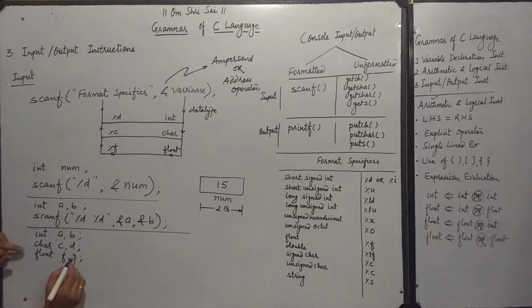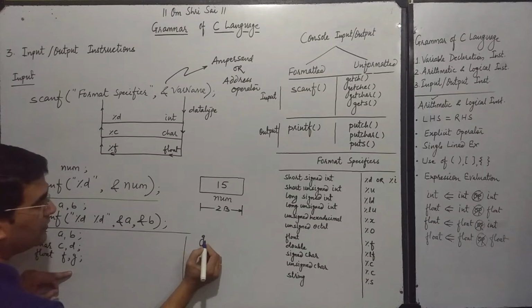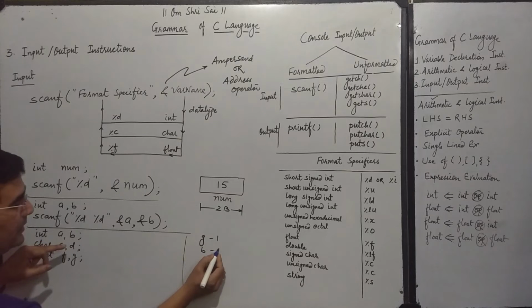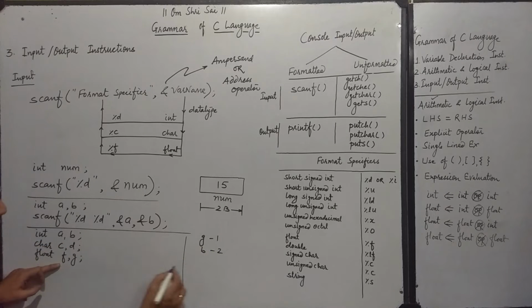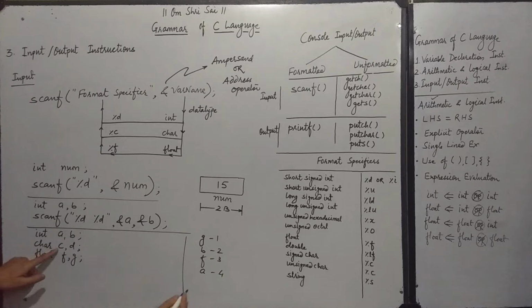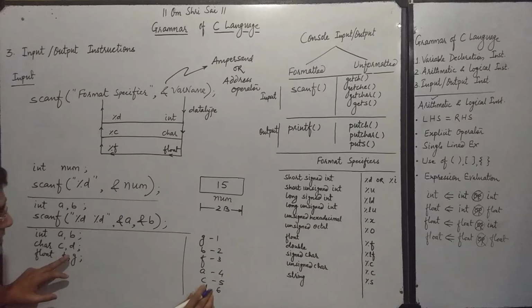I should write the sequence over here. Let's say I want to scan the first value for g. I want the second value to be stored in the variable b, the third value in the variable f, the fourth value in the variable a, the fifth value in the variable c, and the sixth value in the variable d. Then what should be the syntax?